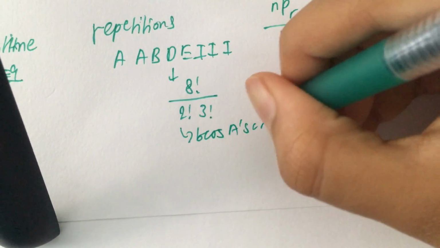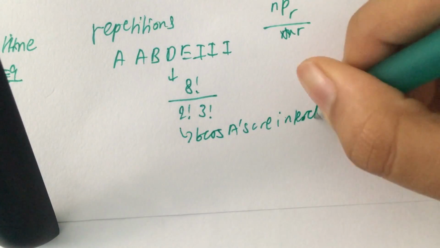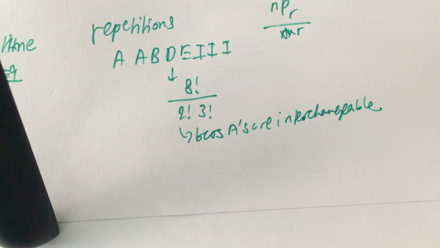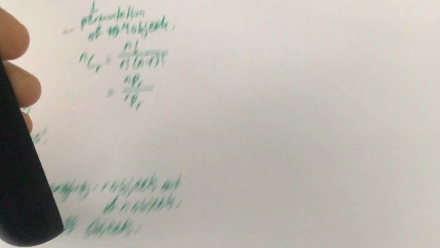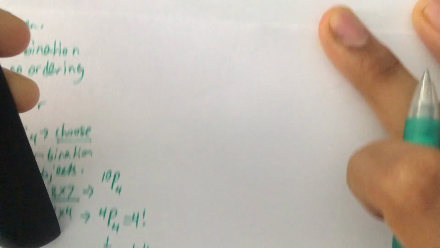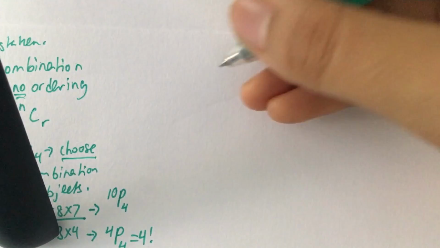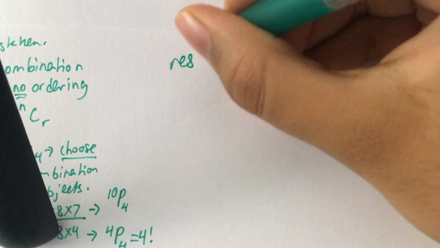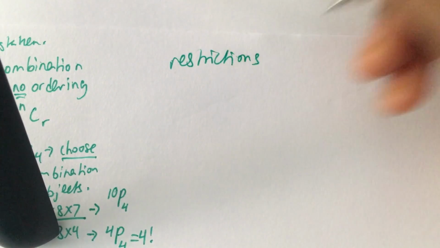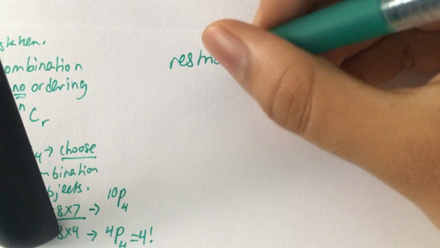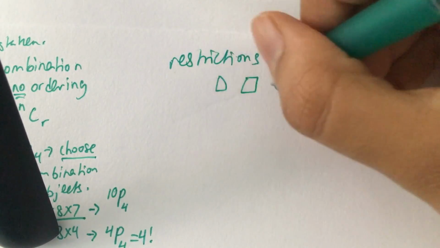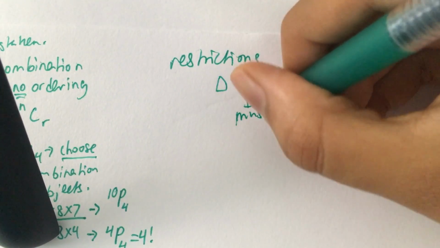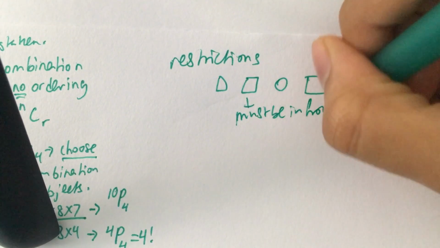Okay, what about restrictions? Restriction is pretty broad, so it depends on the question. The advice for this is to read the question, obviously. Usually a restriction will be like this thing cannot be in the front, or this thing must be in the front. If there's an object that must be in a particular position, then for that position you can count it as only one choice. You can use this as a general method.